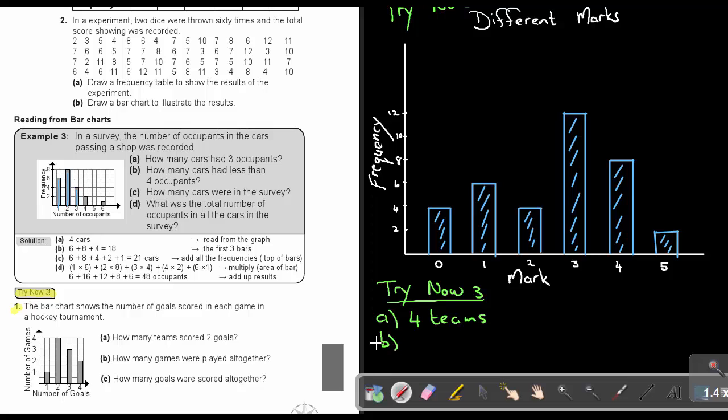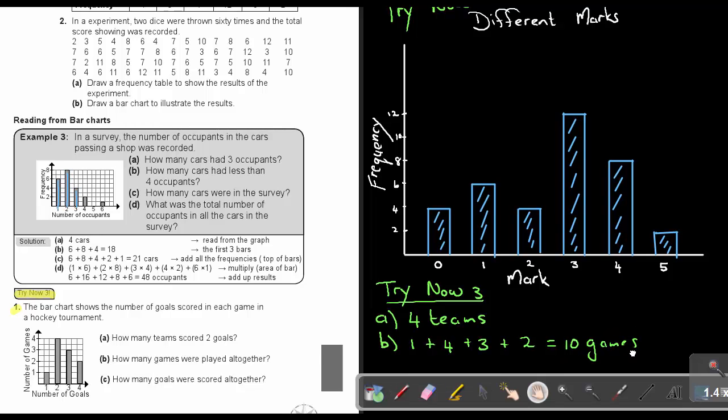Number B. How many games were played all together? I basically just have to add the top positions of the bars. So, this was 1. This was 4. This one was 3. And the last one was 2. If I add that up, I will get 10 games.